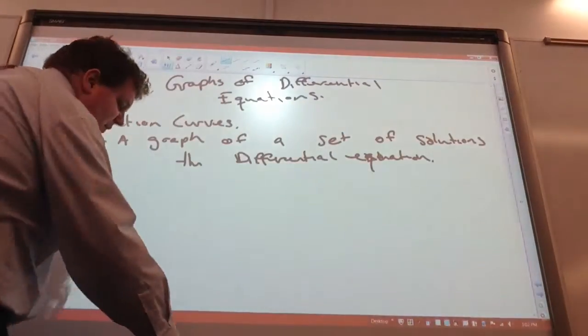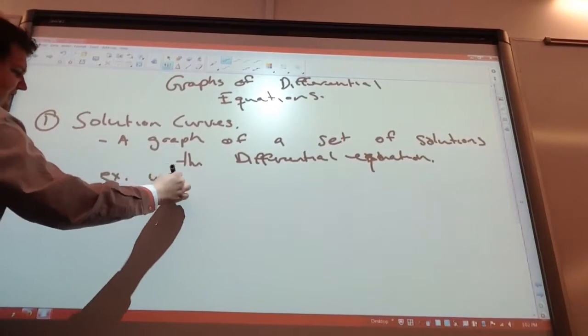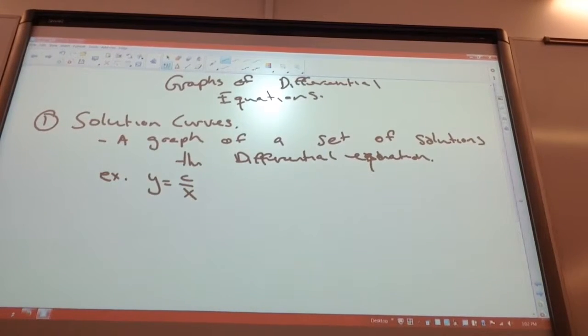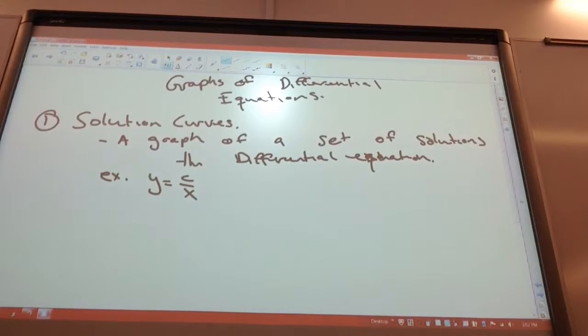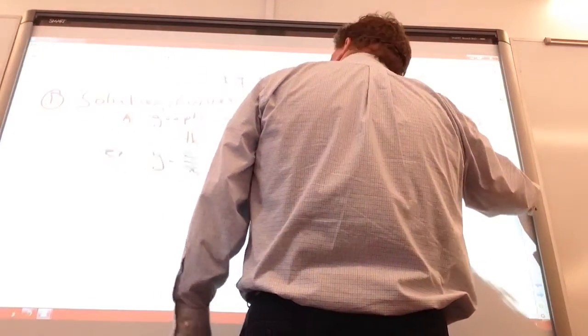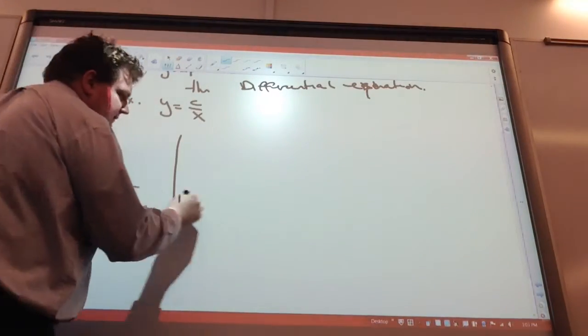Okay, so an example might be something like y is equal to c over x. Okay, that is our solution. Now, c up there is a constant. Okay, so it could be any number we want. Okay, let's take a look at how this works though. Okay, so we've got our solution equation, and we'll graph it for various values of c. So we'll start off with an easy one first.